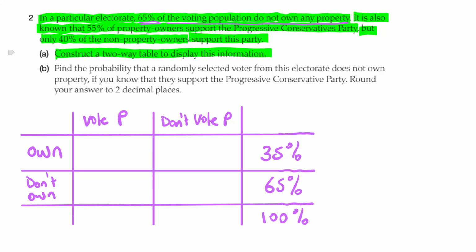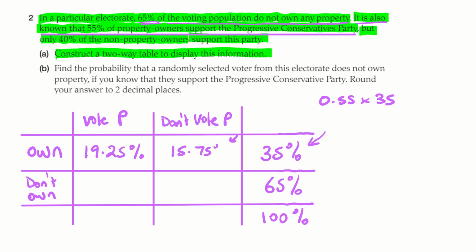Now, it's also known that 55% of property owners support the Progressive Conservatives Party. So that's 55% of this 35%. So we can do 0.55, 55% of the 35, and that would give us 19.25%. And then to get the value that's in this square, we're going to do 35 minus the 19.25. That will give us 15.75%.